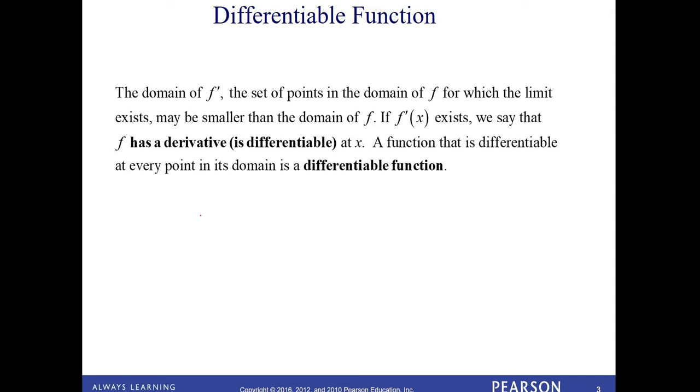So a quick example of something that may have a function value or a domain for f but not for f prime would be something that has a cusp. So for this value, let's say it's 2, would be in the domain of the function, but it would not be in the domain of the derivative.